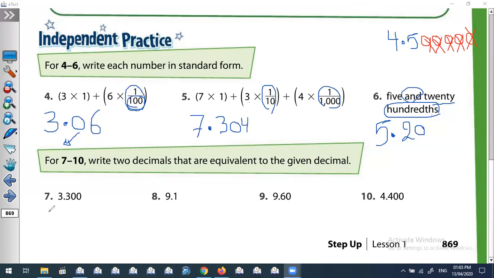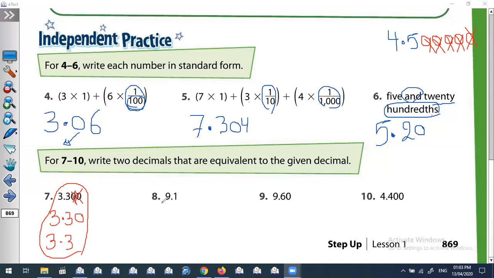Here we have 3.300. I can cancel 1 zero, no problem, because it's on the right of the decimal. So it will be 3.30. And also I can cancel another 0. So it will be 3.3. These 3 numbers are equal, the same value.